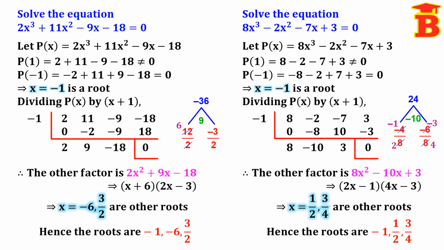Finally, write all the three roots. The first root is minus 1. Next we have 1 by 2, 3 by 4.